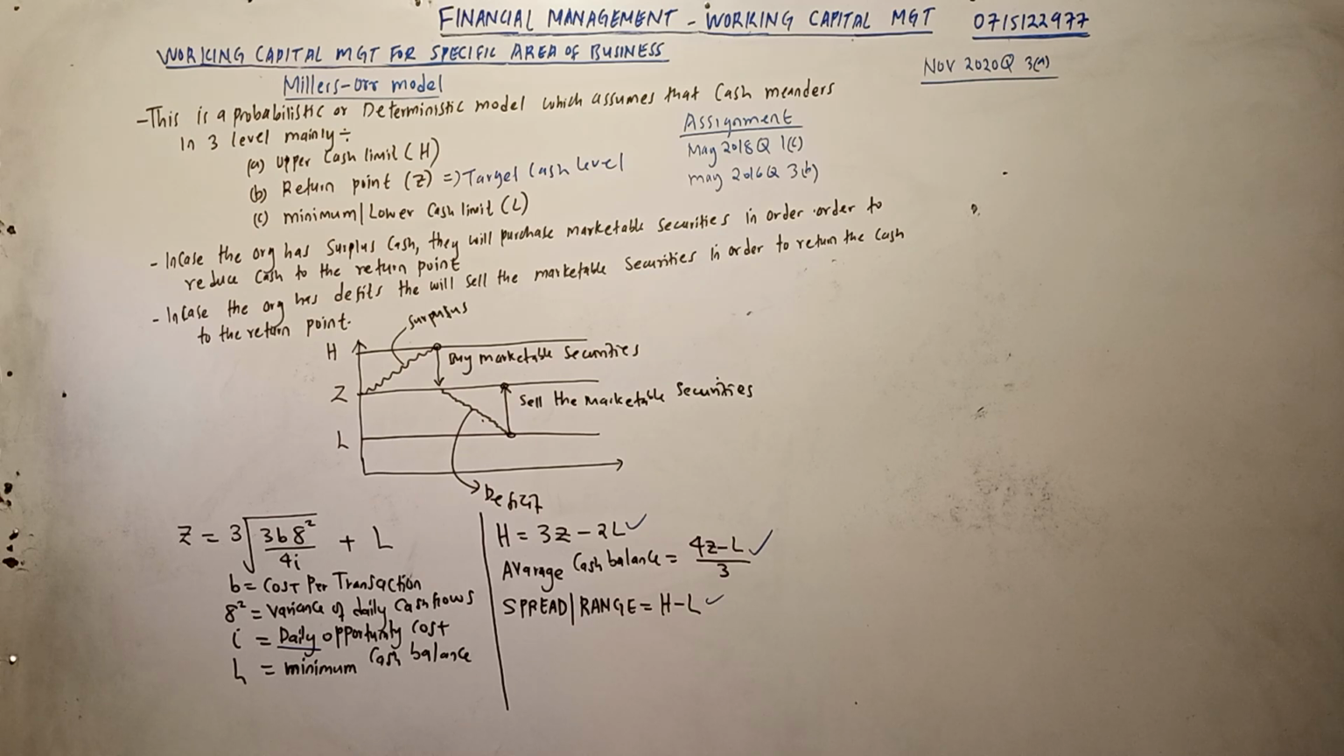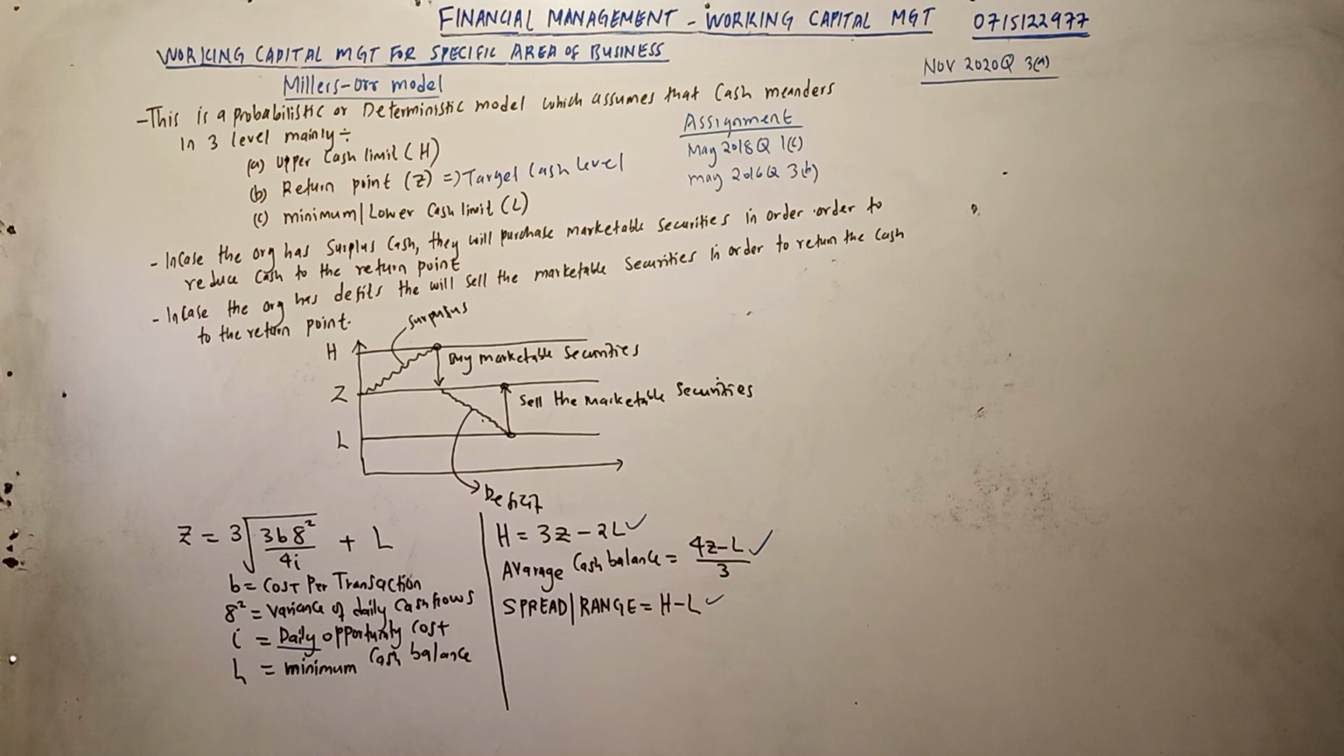So the minimum cash balance we have been given as 8,000. The variance is 4 million, which is equivalent to a standard deviation per day of 2,000. That one is per day, okay. But remember, if it is not per day, if it is per annum, you need to divide it by the number of days. Then the transaction cost plus the security is 50. So the interest rate per day is 0.025. That one is okay, we have been given.